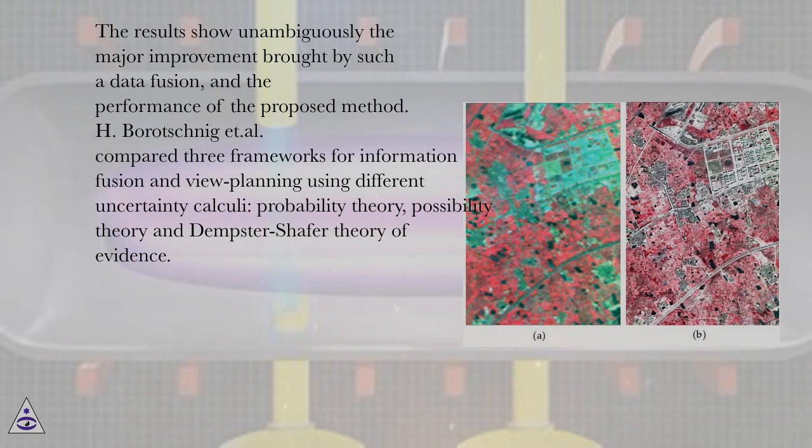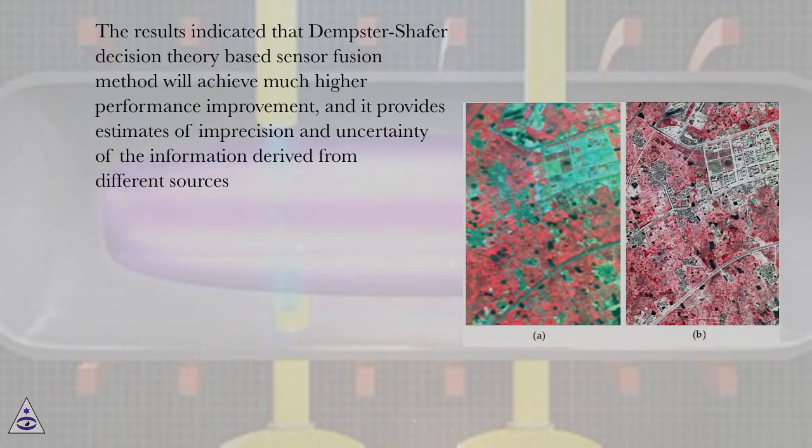Boroshnik et al. compared three frameworks for information fusion and view planning using different uncertainty calculi: probability theory, possibility theory, and Dempster-Shafer theory of evidence. The results indicated that the Dempster-Shafer decision theory-based sensor fusion method will achieve much higher performance improvement, and it provides estimates of imprecision and uncertainty of the information derived from different sources.